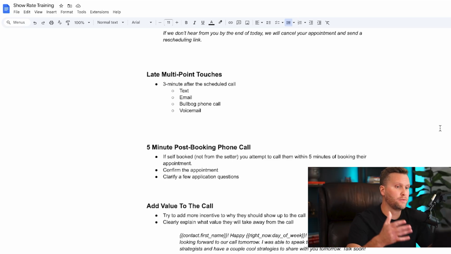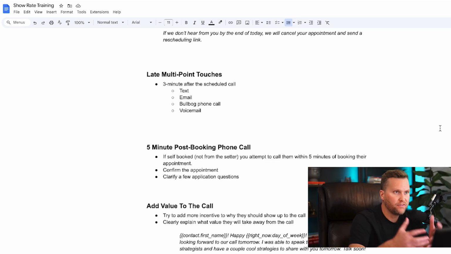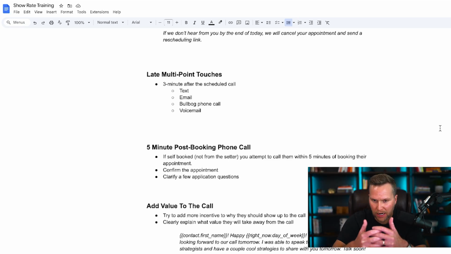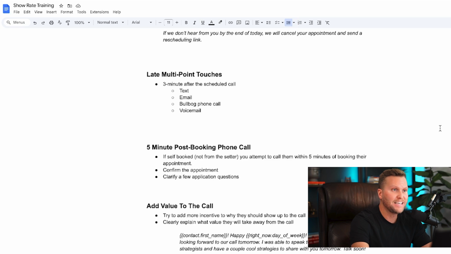Now, the next strategy I want to talk about is adding value to the call. This is a little bit more of an advanced strategy, and it's a little bit more nuanced on how you can do this depending on your business and your offer. But what you want to do is add in more incentive for why they should show up to the call. You want to add in as much value as you possibly can, and clearly explain what the value is and what they will take away from showing up to the call. So think of ways that you can communicate to your prospect the value that's going to be given to them on the call itself, so that you can increase your show rates. All right, so that wraps up stage 2.